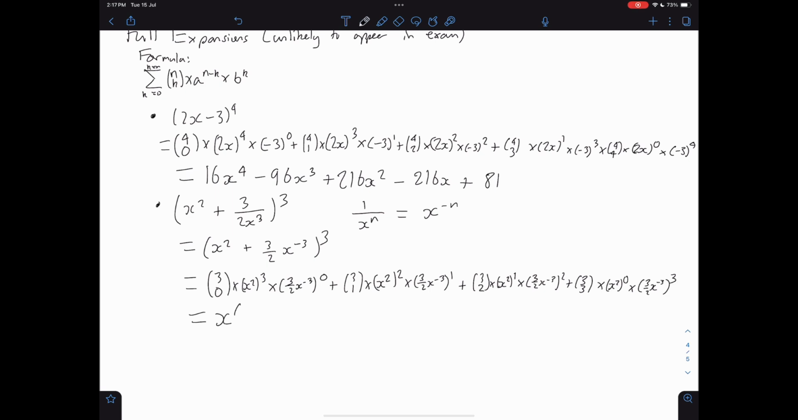Alright, so the first term is just going to be x to the 6th. And we're going to get 3 multiplied by x to the 4th, multiplied by 3 over 2, multiplied by x to the power of minus 3. So if we put that together, we've got 9 over 2 x to the power of 1.